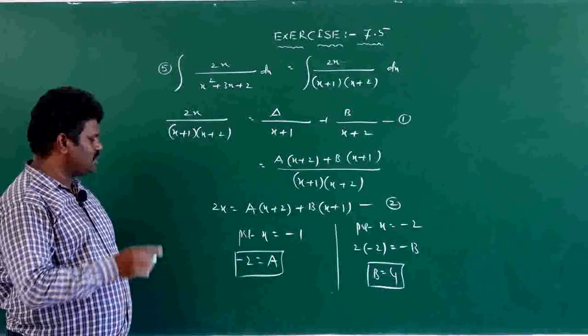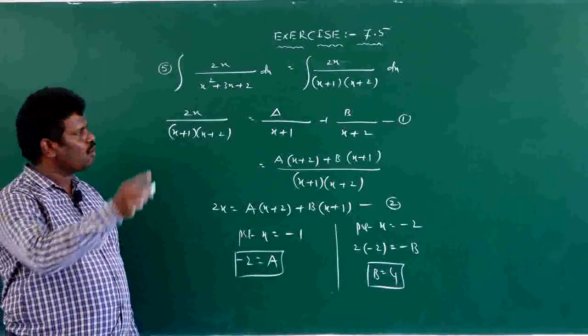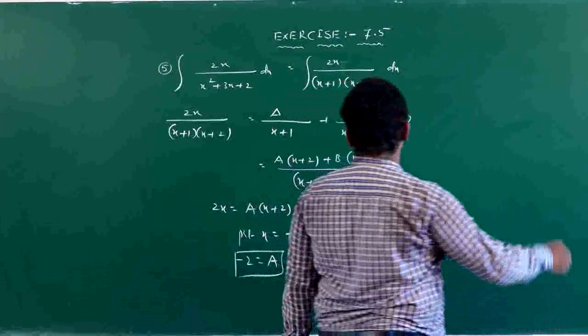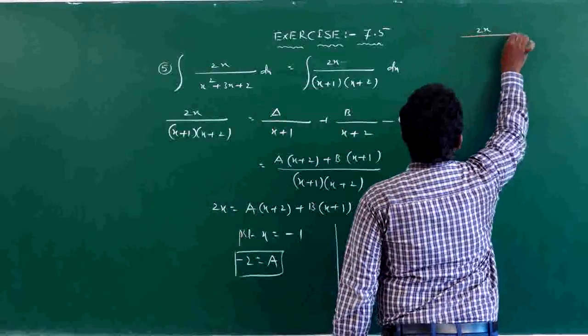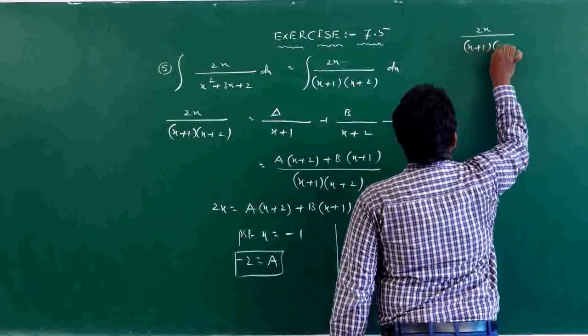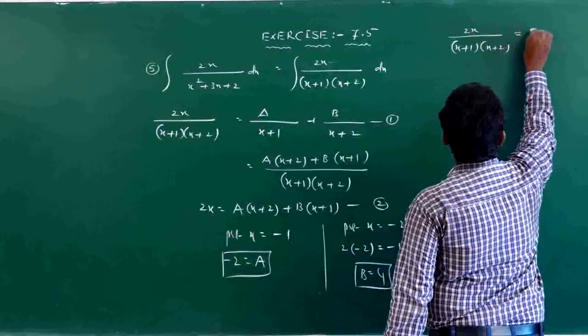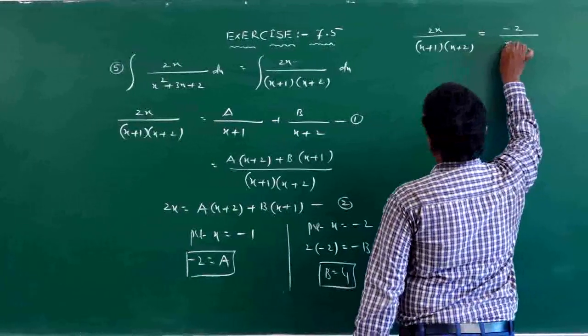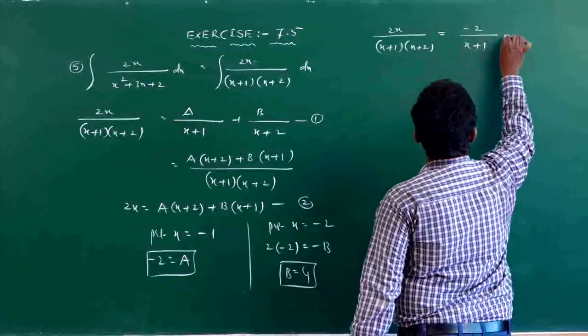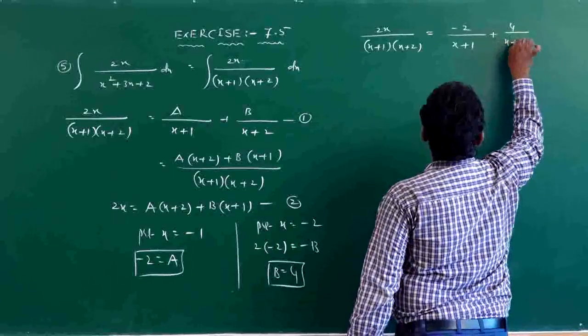Now these two values, a = -2 and b = 4, are substituted in equation 1. Then what we did here: 2x by (x+1)(x+2) is equal to a by (x+1), which is -2 by (x+1), plus b by (x+2), which is 4 by (x+2).